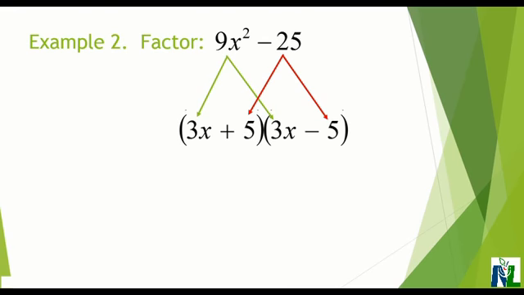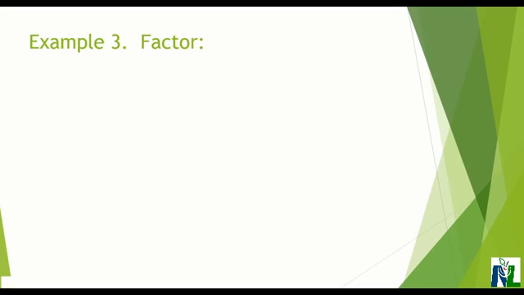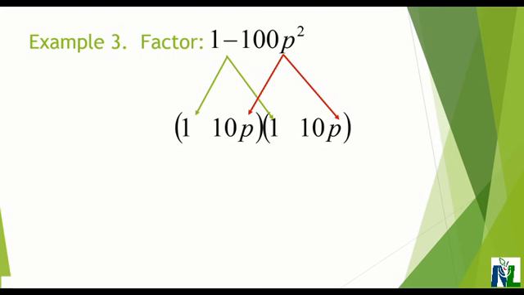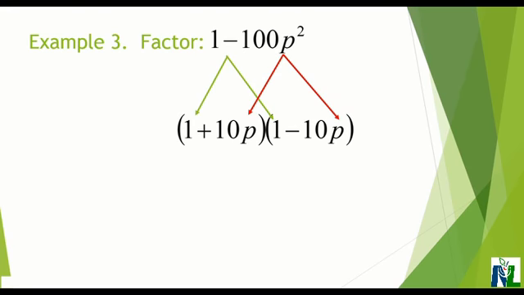And one final example before we end today. Let's factor 1 minus 100p squared. Once again, our two sets of brackets. The square root of 1, we write 1 and 1 in front. The square root of 100p squared is 10p, so we write 10p and 10p at the end of our bracket. And finally, we insert our signs, one positive and one negative sign.